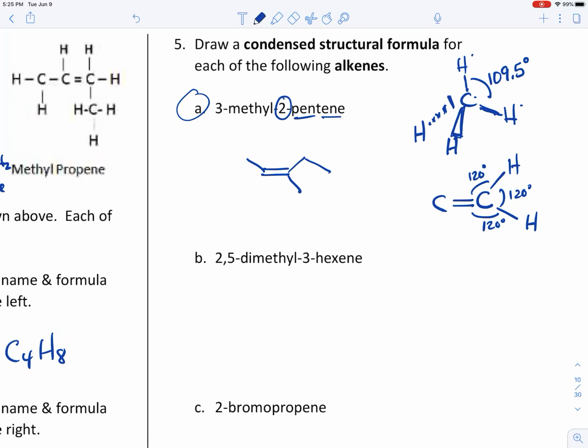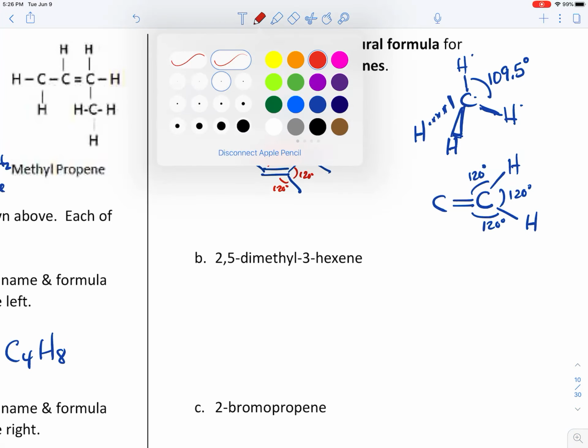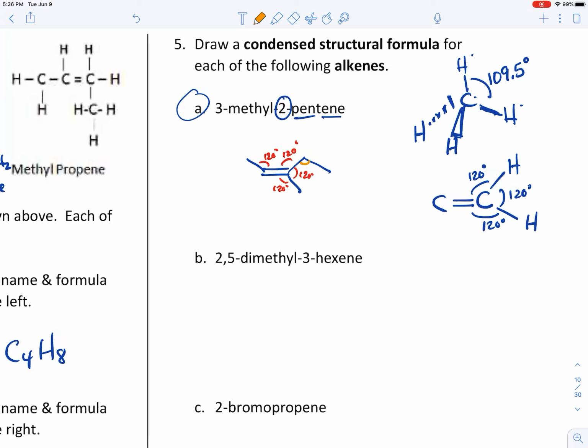So when you look at the molecule we drew a moment ago, you can label this angle as a 120 degree angle. This angle is 120 degrees, as is this angle, as is this angle. That's because those carbon atoms at the vertex of each angle are involved in double bonds. But the angle over here, there's no double bond at that carbon, so that would be a 109.5 degree angle. That's the tetrahedral angle. All right?